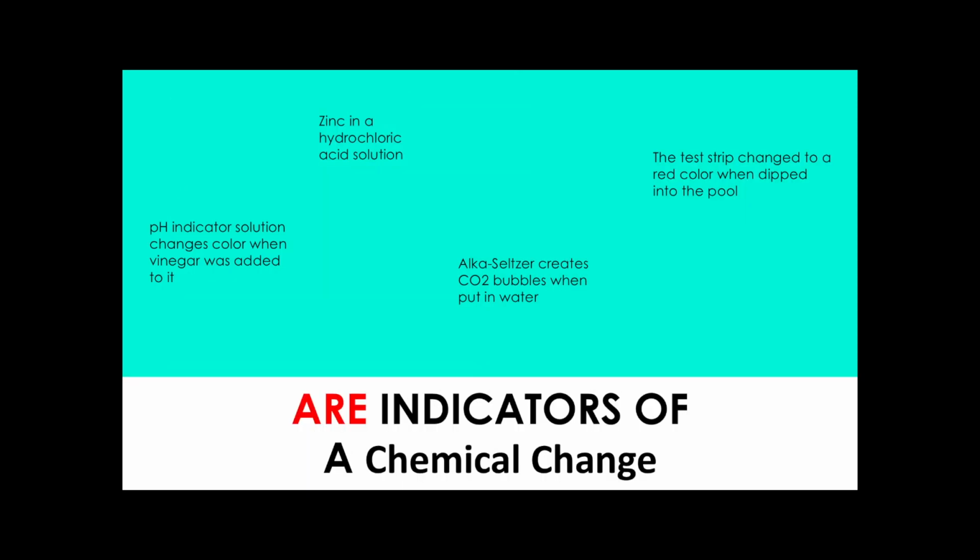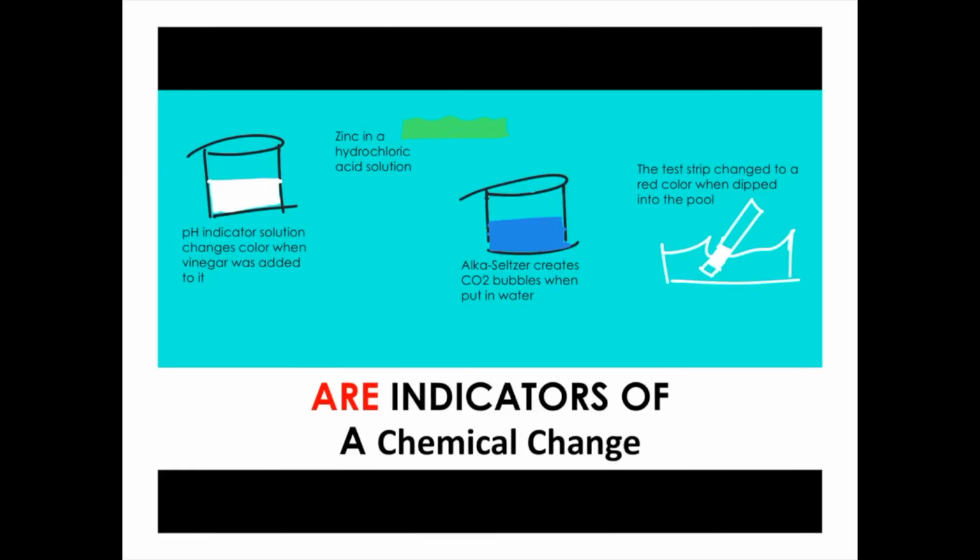These are indicators of a chemical change, or these are some examples. A pH indicator solution changes color when vinegar is added to it, changing to red. If you put zinc into a solution of hydrochloric acid, bubbles will form. Putting an Alka-Seltzer in water creates CO2 bubbles. That's another bubbling example. And when you test the pH of your pool, when the test strip changes color, that is another indicator.